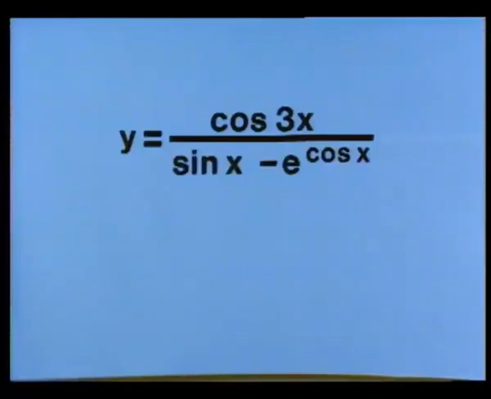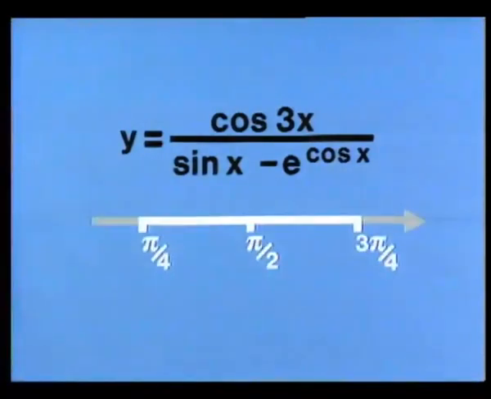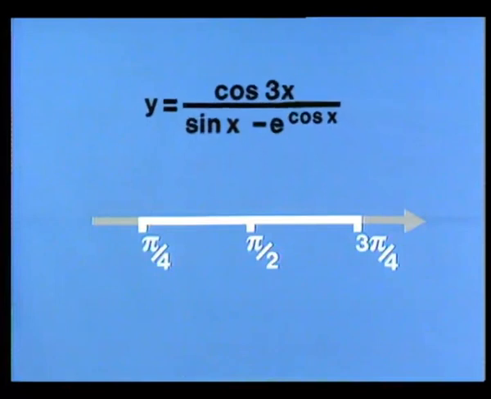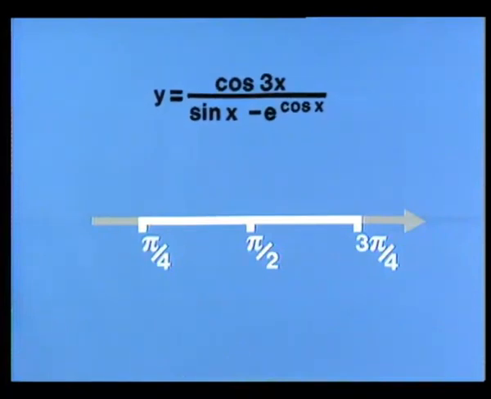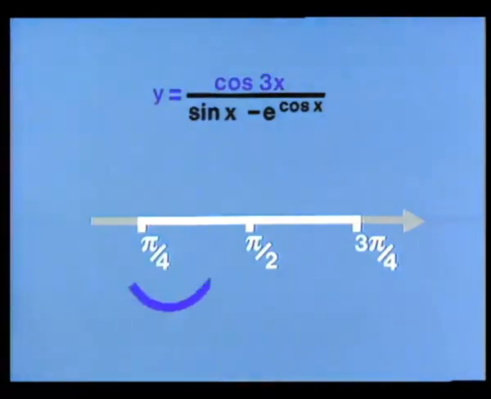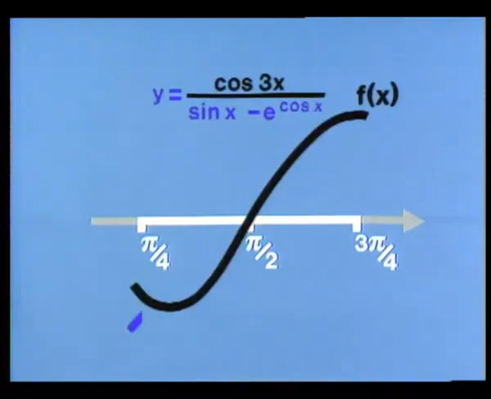Suppose you wanted to sketch the curve which has this equation in this interval. An obvious first step is to look at the behaviour of two simpler curves. Here's y equals cos 3x. Call that f(x). And here's y equals sin x minus e to the cos x. Call that g(x).